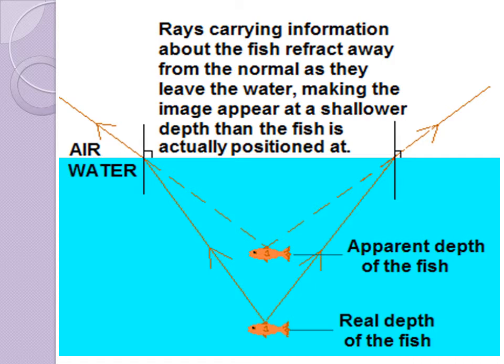Light carrying information about the fish refracts away from the normal as it leaves the water, making the image appear at a shallower depth than the fish is actually positioned at. As you can see in the picture, there is the real depth of the fish and the apparent depth of the fish, because light travels from water to air. This is the basic reason for the difference between real and apparent depth.